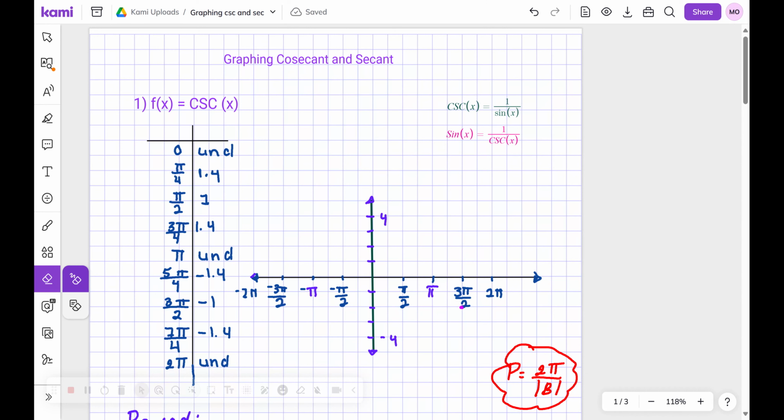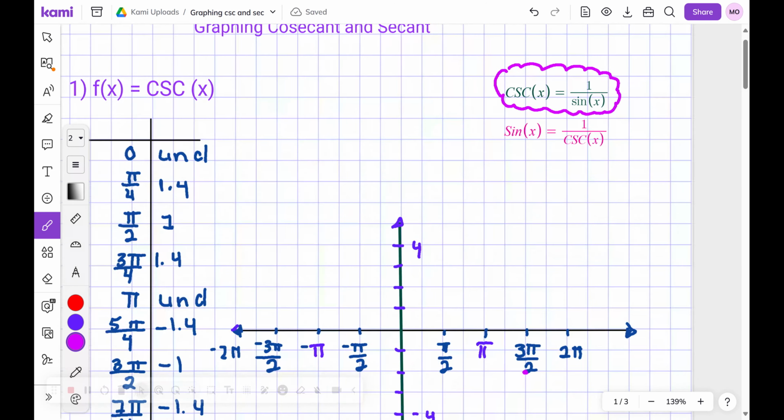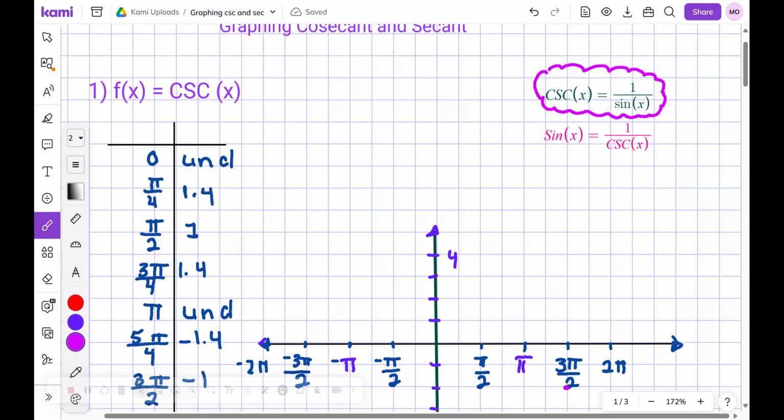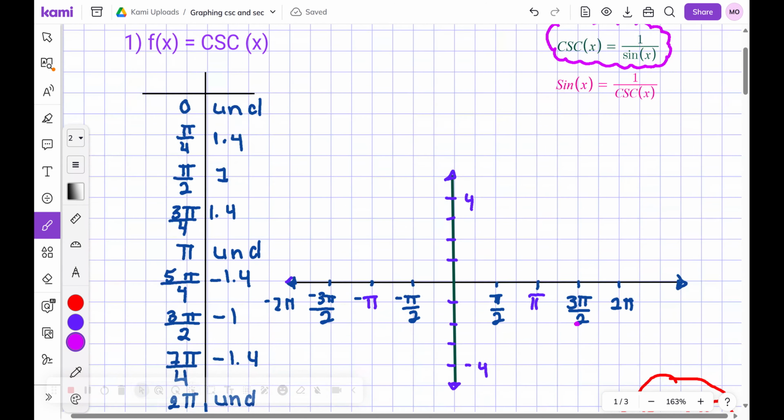In order to graph cosecant, we need to know that cosecant is 1 over sine of x. Okay, so we're gonna be using, just like we did with cotangent, oh no, we didn't do it with cotangent, sorry. So cosecant is 1 over sine of x.